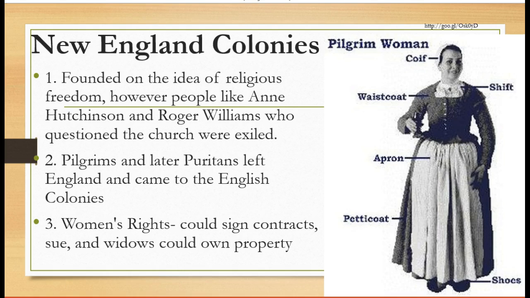The Pilgrims and later the Puritans ended up leaving England to come to the English colonies, again searching for that religious freedom. And women did have a fair amount of rights in the New England colonies. They were able to do things like sign contracts. They were able to sue other people. And widows could even own property, the property of their husbands, when their husbands passed away. However, women were still expected to have the traditional role of staying at home and raising children and taking care of the home and things like that.